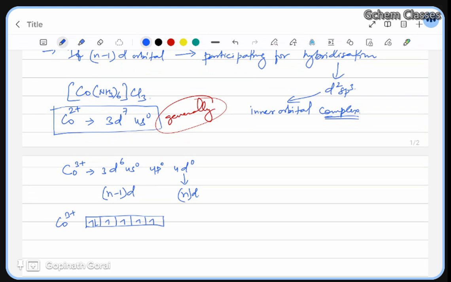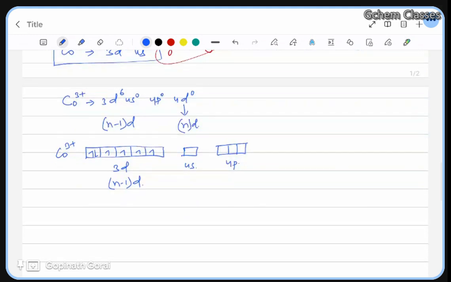Fine. So in this case, if cobalt is in plus 3 oxidation state, then ammonia will act as a strong field ligand. So it will help the electrons to pair up. This is 3d, this is 4s, and this is 4p. Now we are using n minus 1d, so n minus 1d should be empty, right? So pairing up will take place. This will go over here and this will go over here. Now it will be 1, 2, 3, 4, 5, 1, 2, 3, 4, 5, 6. Now 6 electrons are over here.